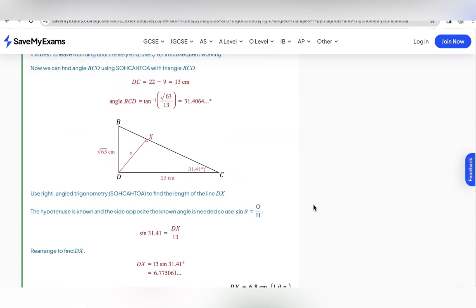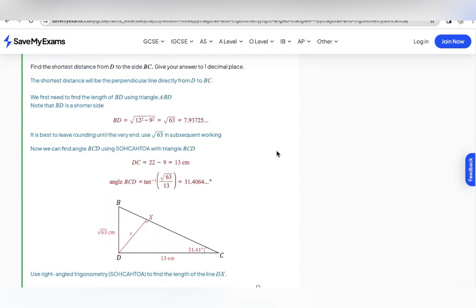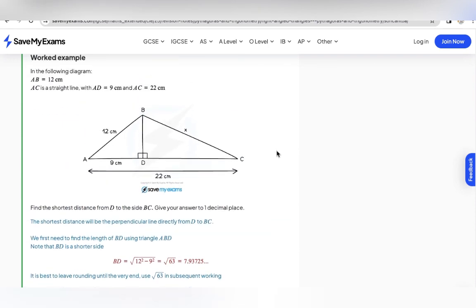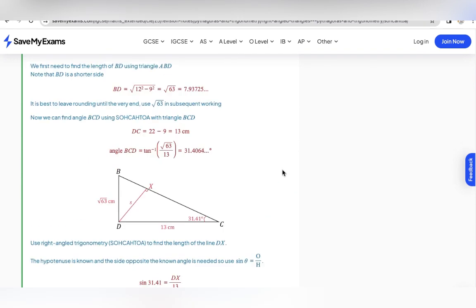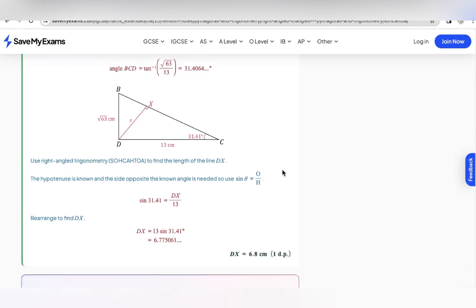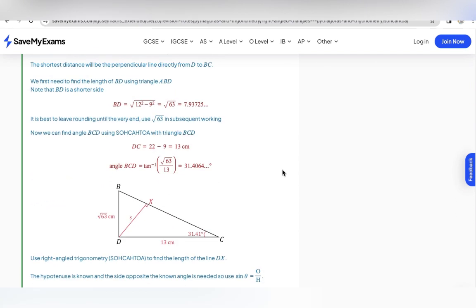Then you can also use this one. We found the BCD. I think they also extended the question. Probably they asked us to find something else. Let's see what else they asked us. DX. So they link D to X, and then they asked us to find DX. We already know this one, right?